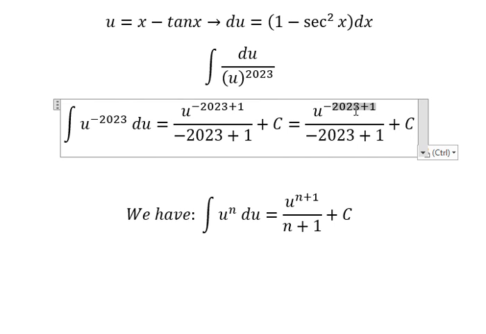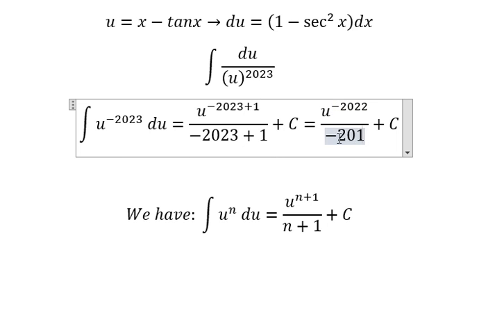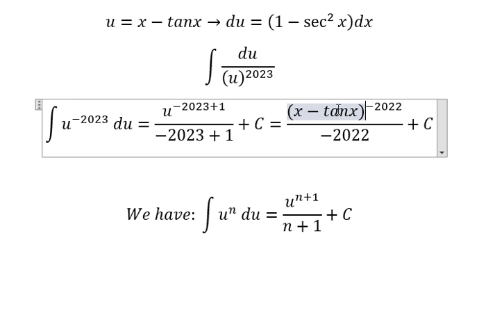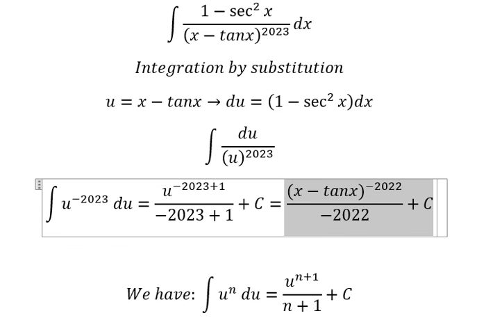And this one we have negative 2022. This one we have 2022. About u, that is about this one. And this is the final answer. This is the end.